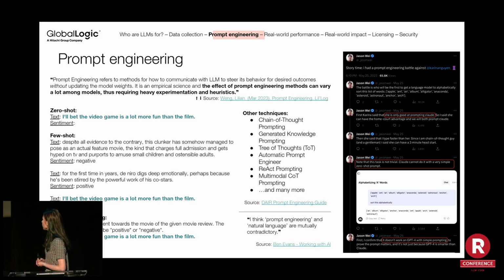And I didn't want to leave this conversation on prompt engineering without adding a particular bombshell from Ben Evans, whose blog is definitely worth checking out. But there he basically says there's a discrepancy between the idea of natural language and how much finessing needs to go into these prompt engineering attempts. So that's an interesting idea to leave you with.